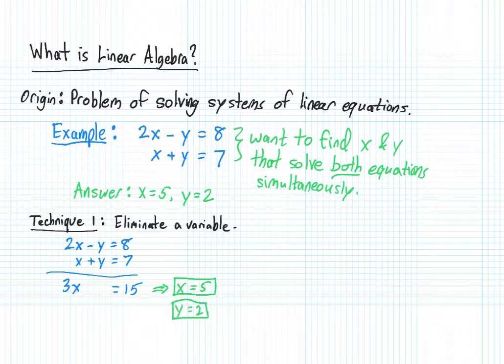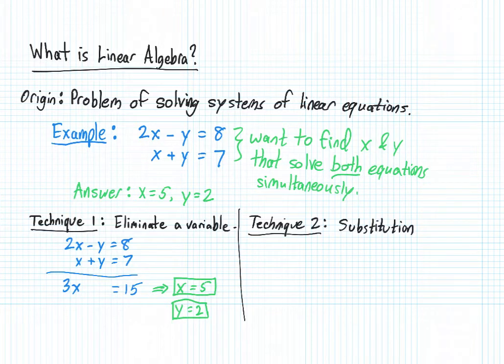I'll point out that the way I did it, I eliminated the variable y, but you could have also done it in a way where you eliminate the variable x. For example, you could multiply both sides of the second equation by 2, and then you'd have a 2x in the first equation and a 2x in the second equation, and you could subtract one of those equations from the other one, and then you'd eliminate x, and you'd just have an equation for y, and you'd solve for y equals 2, substitute back in, and get x equals 5.